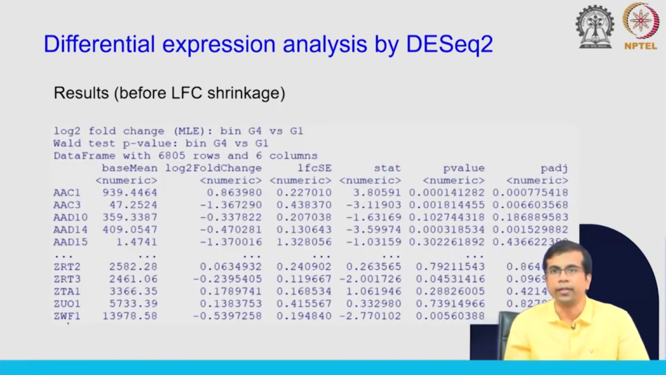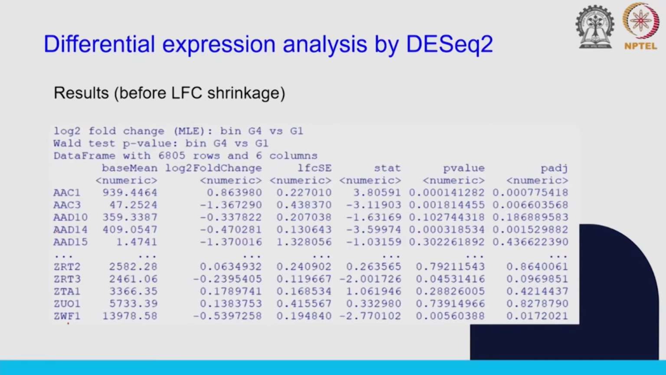Here is the actual data, the summary data that you will get once you run DESeq2. It says log2 fold change, and we have done this as a G4 versus G1 analysis, because this makes sense: G1 and G4 are quite different. It says there are about 6,805 rows, meaning 6,805 genes, and 6 columns in the results. We have the base mean, which is the average expression of the gene. You have the log2 fold change, the standard error of the log2 fold change, the statistic, which is the Wald test statistic, the p value, and the adjusted p value, or padj.